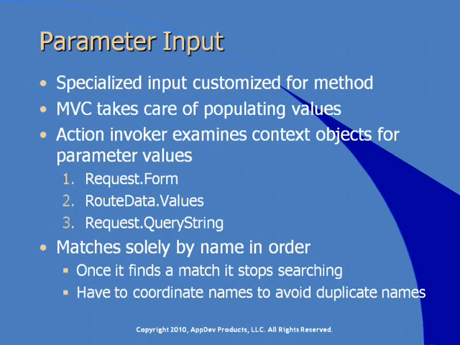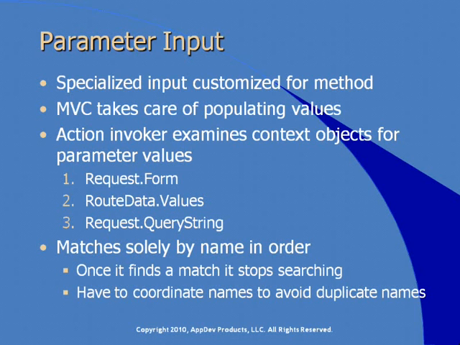ID query string if you have one, you'll have to write code in the action method to extract those specific values from, say, the request.queryString collection or the routeData.values collection. This is because the action invoker is going to stop when it finds the ID value that was passed as part of the form. Now it's important to understand that the model binder maps request values to .NET types.